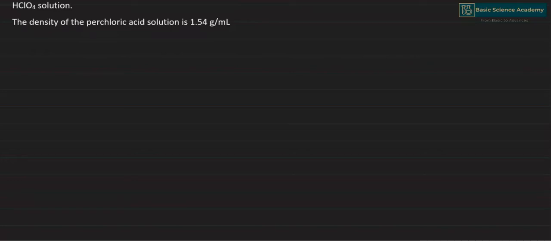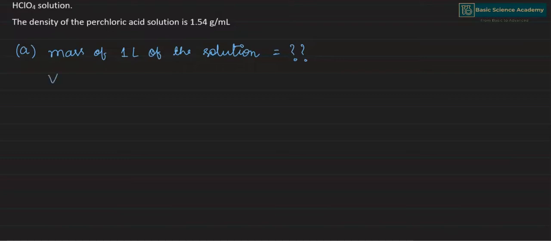Let's start from part A. Part A asks to find the mass of 1 liter of the solution. So this is what we have to find. The volume is 1 liter. So we are given the volume of the solution is 1 liter, and we have to find the mass of the solution.